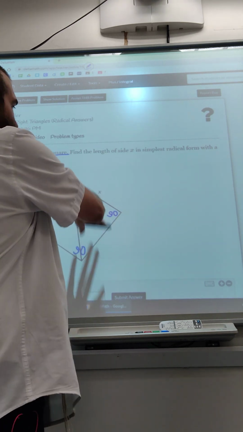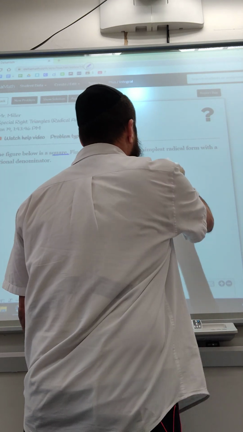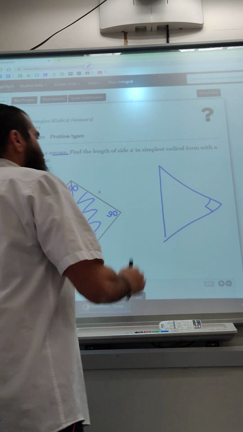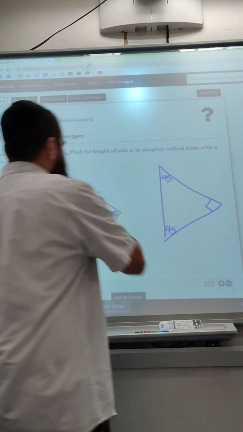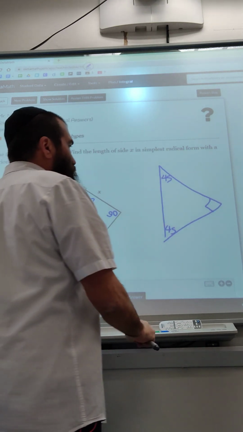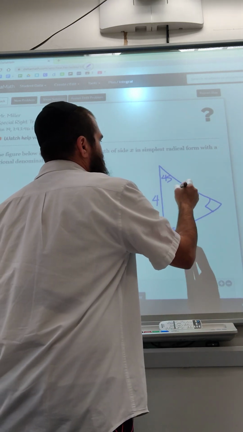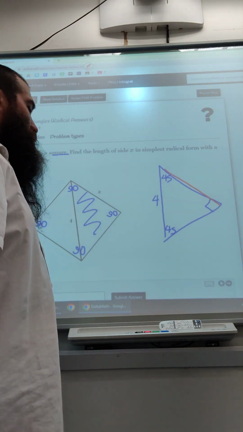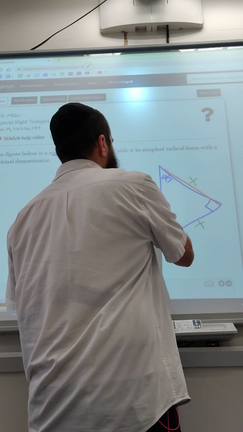So let's take this part of the square right here and put it over here. So we've got something like this. All right, we got a right angle here, and each of these has to be 45 because in the square, everything is cut in half perfectly. So we got a nice 45, 45, 90. This is 4 over here, and this is what we're looking for. This is our mystery side. So we do our pattern. We got x, x, and x radical 2.